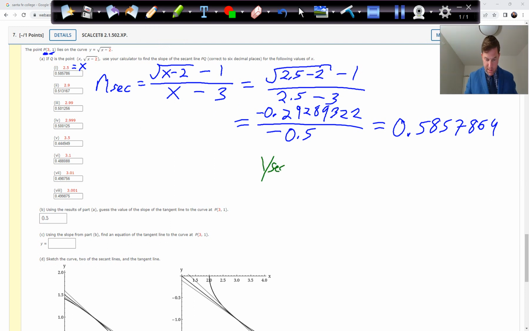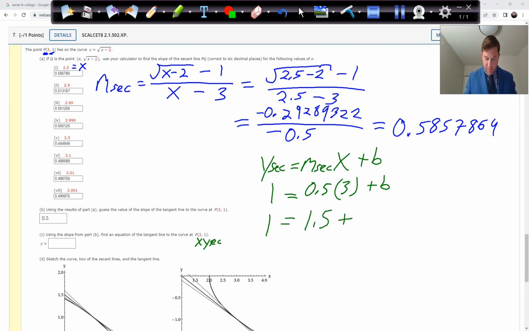So y equals m times x plus b. This is going to be x, this is going to be y. So we'll replace y with 1. M we calculated to be 1/2. X in this problem is 3, plus b. We'll get 1 equals 1.5 plus b, subtract 1.5 from both sides, we'll get negative 0.5 equals b.